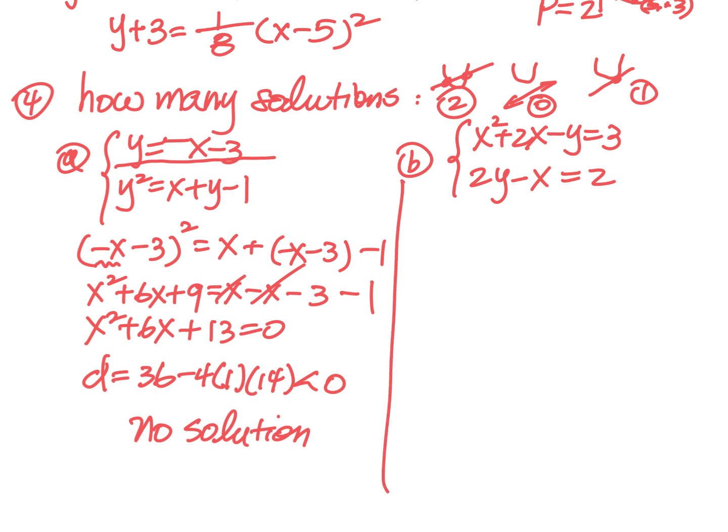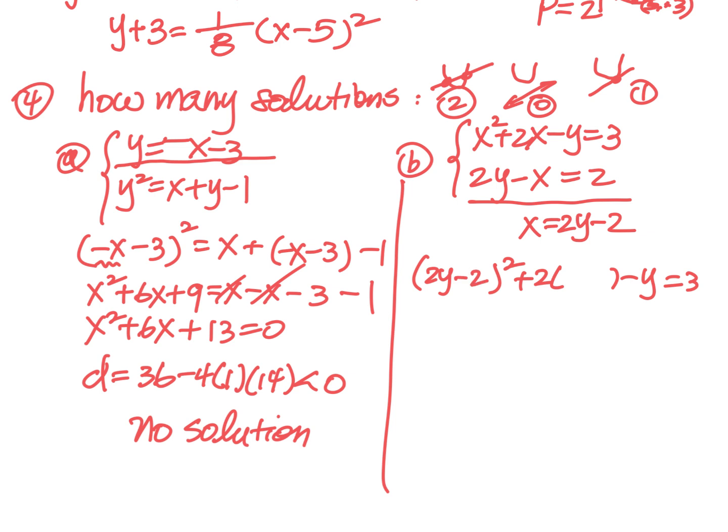For B, you do the same thing. You're substituting. It will be easier. You make this one x equal to 2y minus 2. Put a 2 over here, x over there. You get that. So substituting into the first equation, x squared plus 2x minus y equal to 3. So I plug in the x. x is 2y minus 2, 2y minus 2, like that.